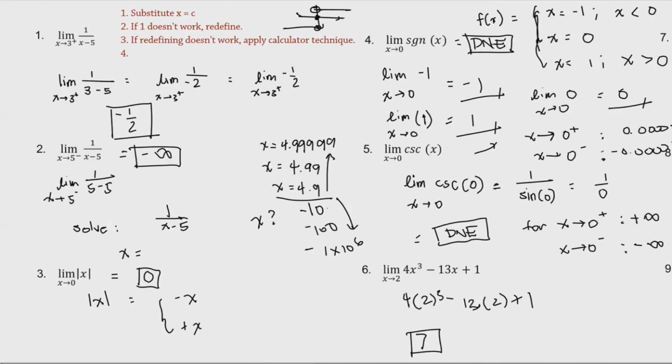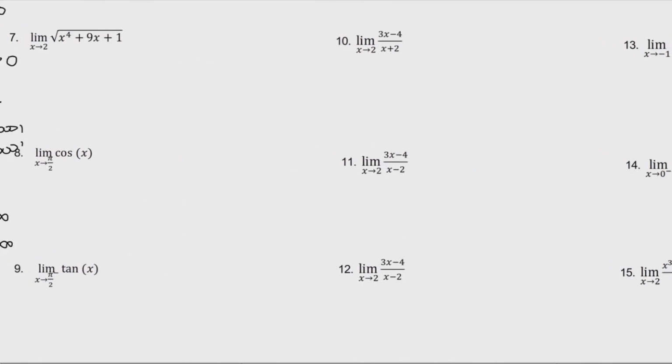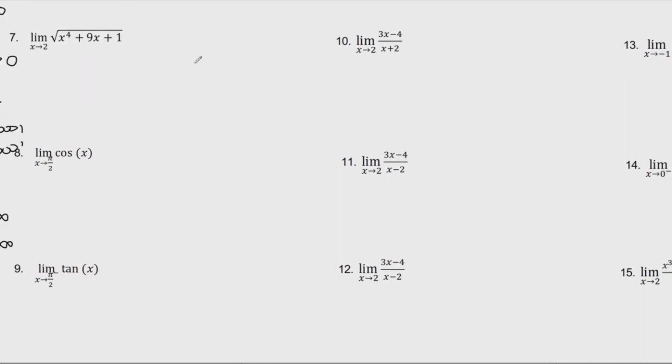Okay, so let's move on with number 7. I think I'll be using a different color just to avoid confusion. Okay, let's just use blue. This is a rational expression, and either way, rule number 1 states that we need to substitute c here. So what we get is the square root of 2 to the 4th plus 9 times 2 plus 1. I'm just using the calculator here. That is simply the square root of 35. Okay, so that's the answer for our limit.